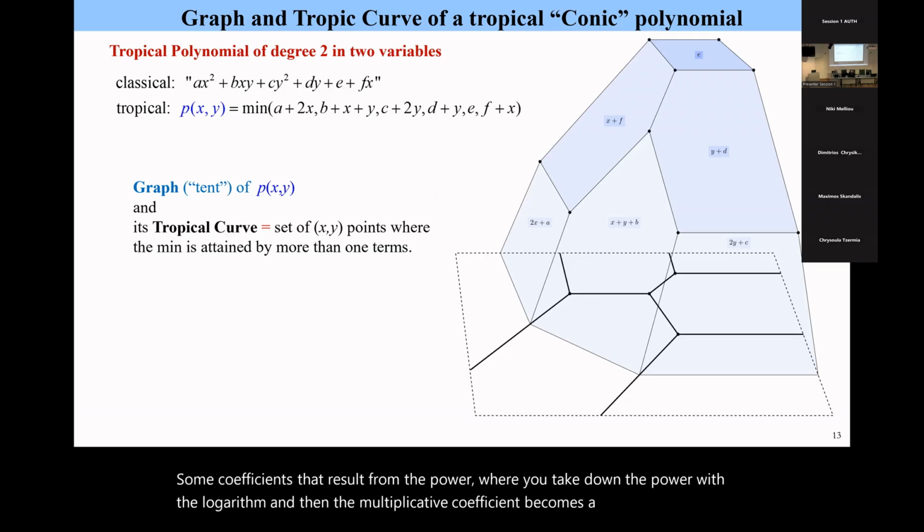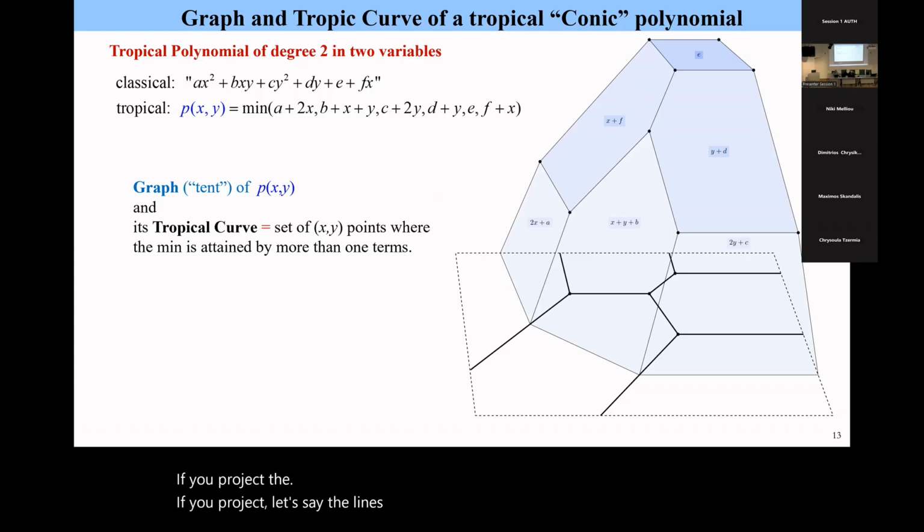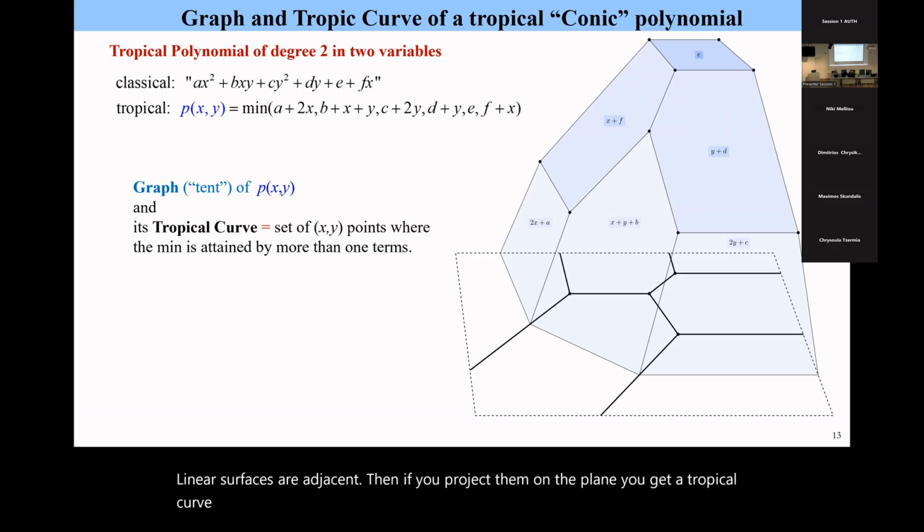So you see now the surface of this tropical polynomial, which looks like a tent in three dimensions. And on the plane, if you project, let's say, the lines at which 2 adjacent linear surfaces are adjacent, then if you project them on the plane, you get a tropical curve of this tropical polynomial.